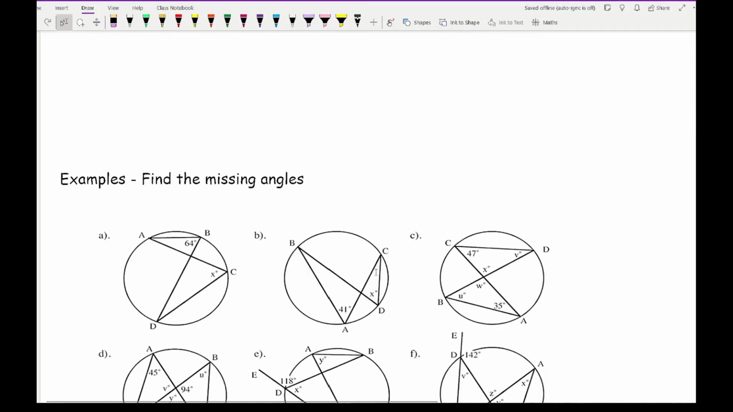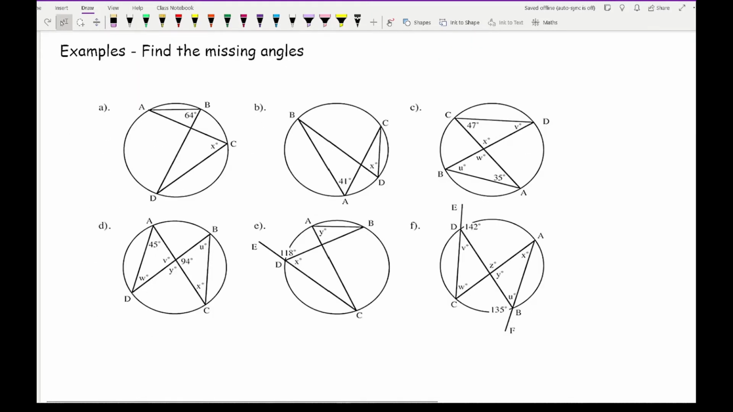So let's have a look at putting these into practice. Let's have a look at working these questions out. Here, if this angle is 64, then this angle here would also be 64, so x equals 64 degrees. Likewise for B, this angle here is going to be the same as this angle here, and this angle is the same as that angle there, so in this particular question x is going to equal 41 degrees.